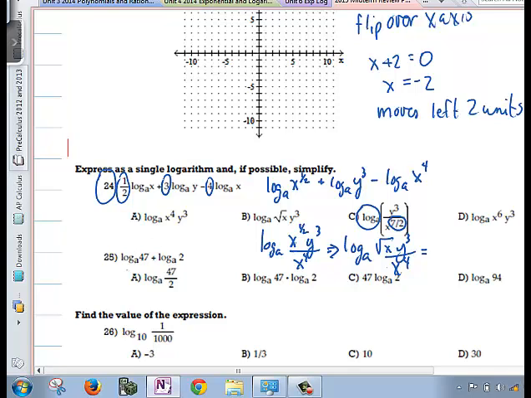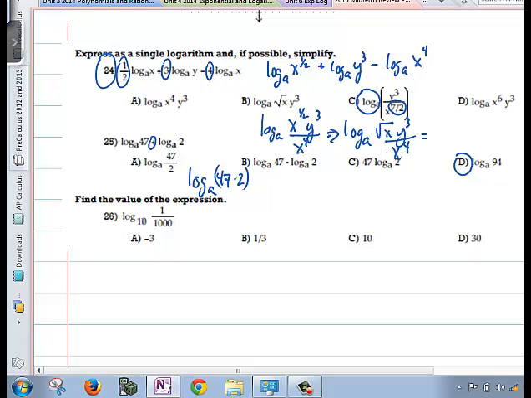Next one would become log base A of 47 times 2, because addition means multiply the two interior numbers of the logarithm. So you would have log base A of 47 multiplied by 2, which would be 94, so it'll be choice D.